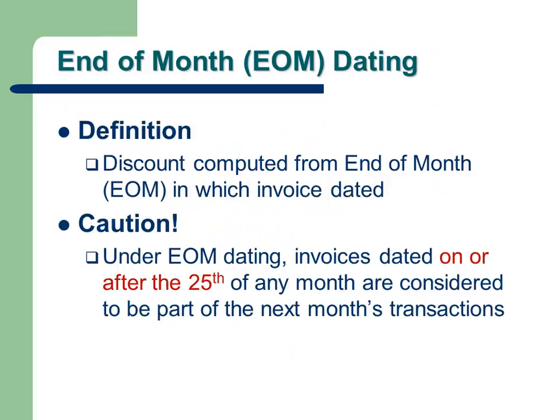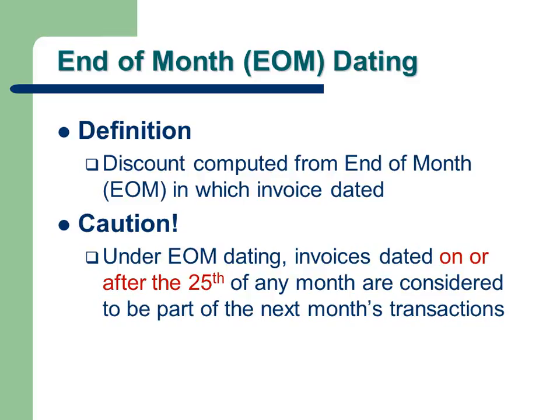Okay, so the next dating term that we're going to learn is end of month dating, or EOM dating. As the name indicates, under this EOM dating, the cash discount period is calculated from the end of month of the invoice date.